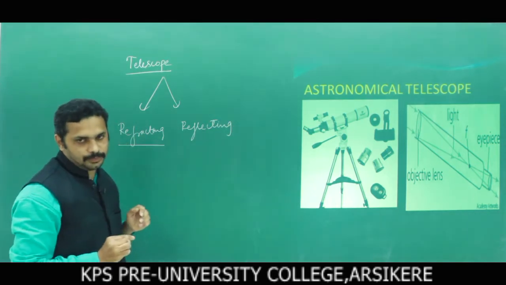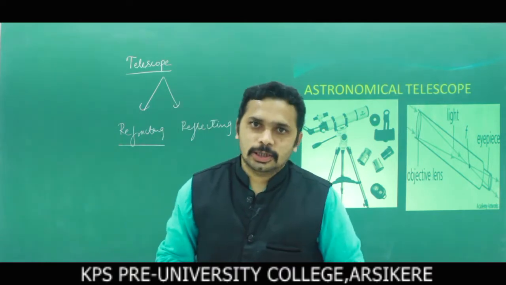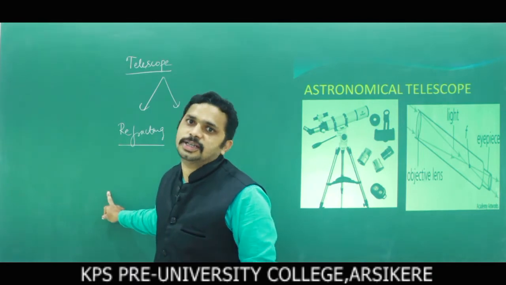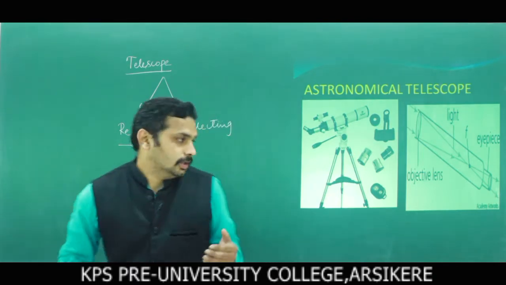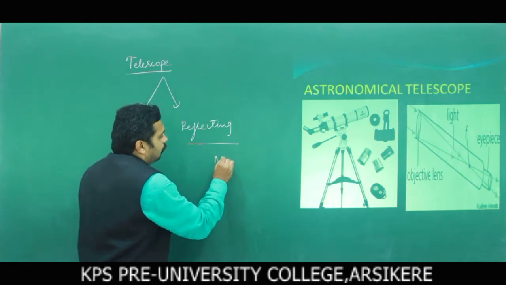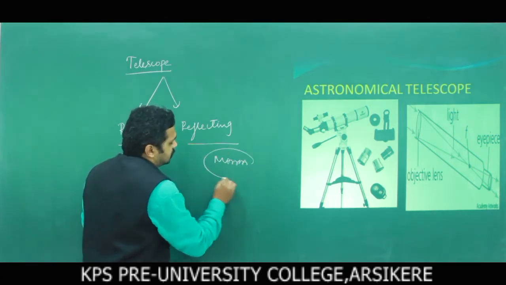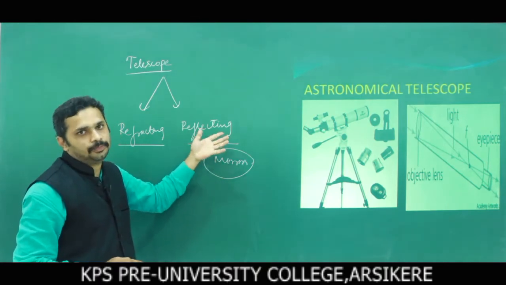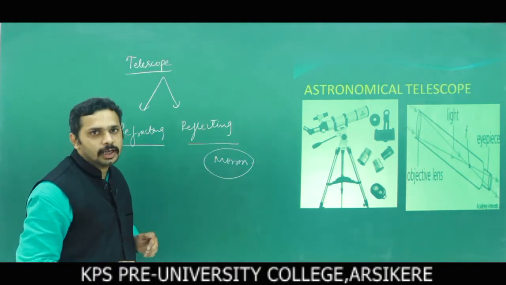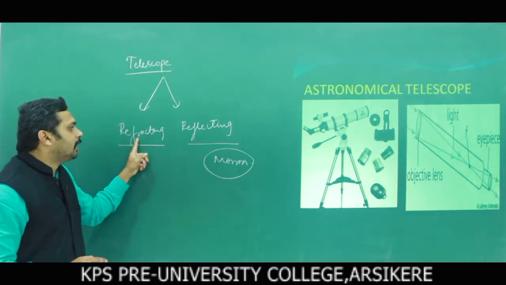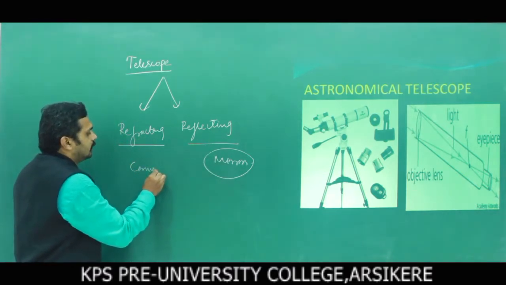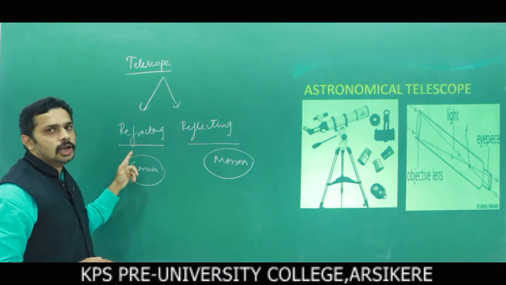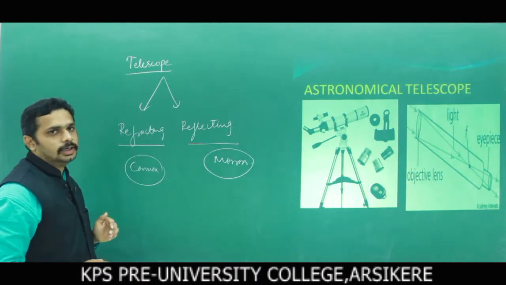In a refracting telescope, you know that we are using lenses, converging lenses or convex lenses. In a reflecting telescope we are using mirrors. Here the concave mirror acts as the objective for the reflecting telescope. In a refracting telescope we are using a convex lens. That large aperture convex lens acts as the objective for the refracting telescope.